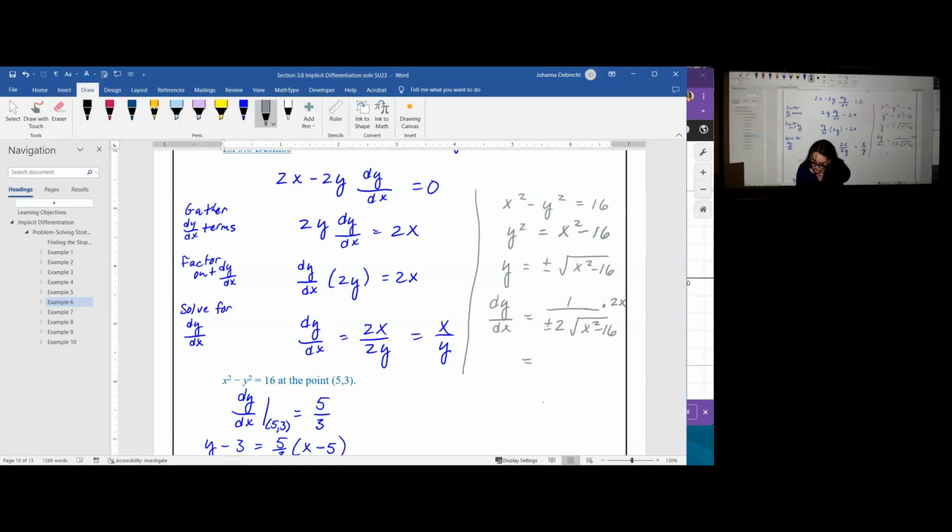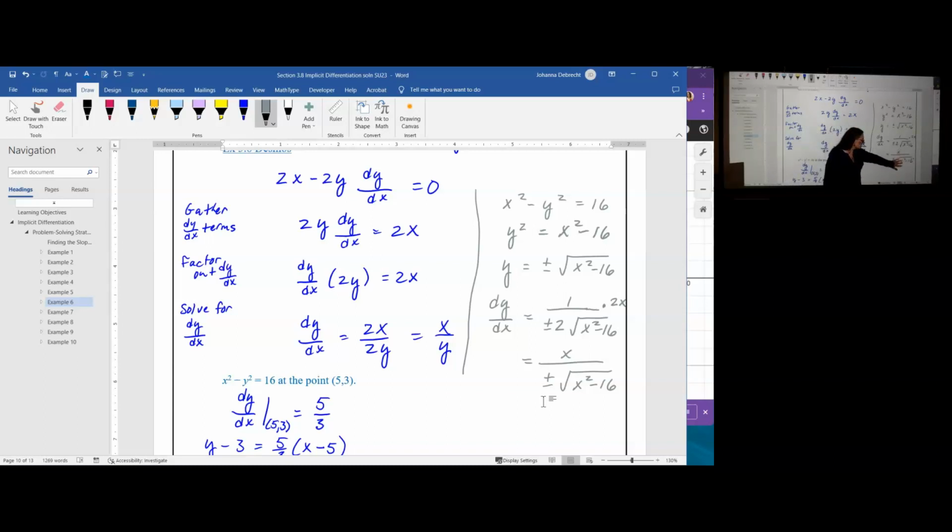This would give me a final formula of x divided by plus or minus the square root of x squared minus 16. The problem is the plus or minus isn't indicating which one I have. There are two located at different points. The problem is here with the x. Is it a 5 or is it a negative 5? Right? And also with the y.